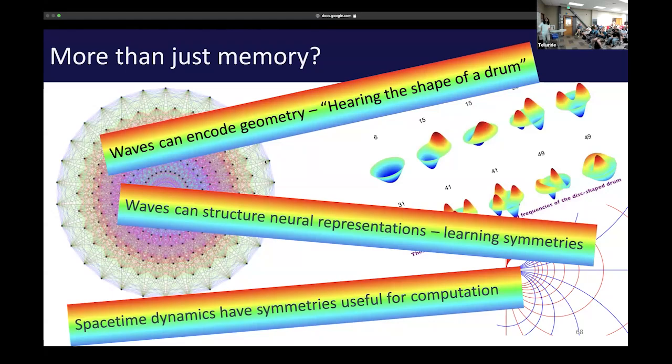I also have a previous paper where I'm arguing maybe waves can structure your neural representations. This was the neural wave machines paper: learning symmetries of the input, learning sequences. And then also I have a crazy thing at the end, and maybe I'll skip to it because it's the most fun.